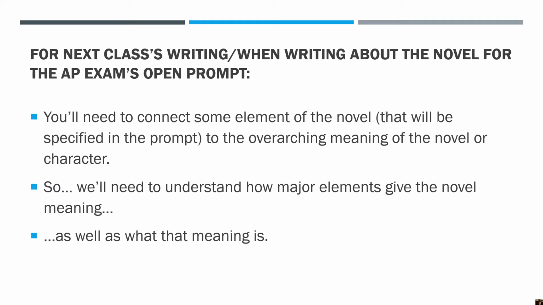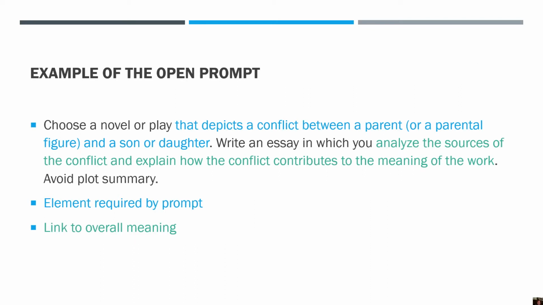So the open prompt question, you're going to have to connect some element of the novel, and they'll specify this in the prompt. It's characters, relationships, themes, etc., to the overarching meaning of the novel as a whole or the character as a whole. So that means you need to understand how major elements give the novel its meaning, as well as explicitly what that meaning is.